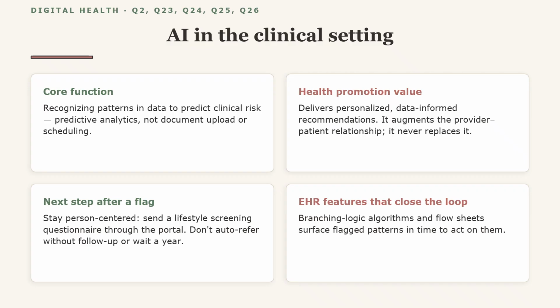There can be two distractors. There can be ethical violations dressed as capabilities. When the tool flags a patient as high risk, the person-centered next step is to send a lifestyle screening questionnaire through the patient portal. Mailing a printed brochure is passive and untargeted. Waiting for the annual visit wastes the alert. Auto-referring to endocrinology without follow-up removes the patient from the decision, so that's no good either.